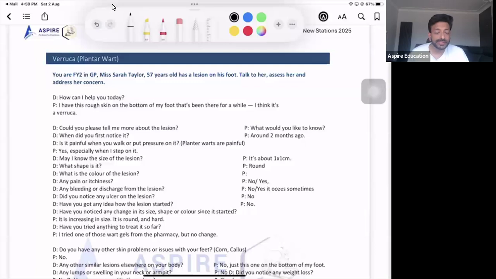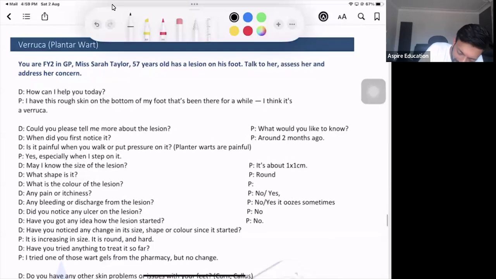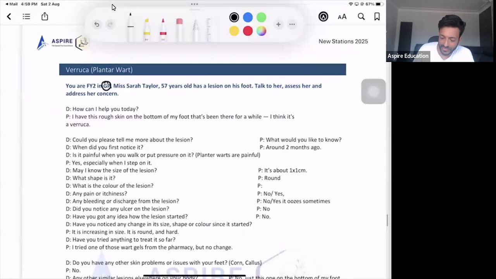Okay, the next one is the plantar wart, Verruca. So the word Verruca was actually used by the patient, right? So it's not like we used it. The patient was using this word throughout this consultation. So any skin station, you know how to take the history. I'm not going to go into detail on it, right? So you are an FY2 in GP, the patient is 57 and has a lesion on her foot.